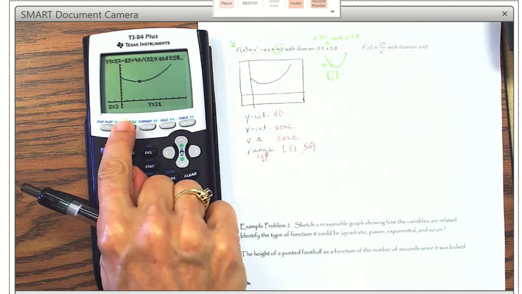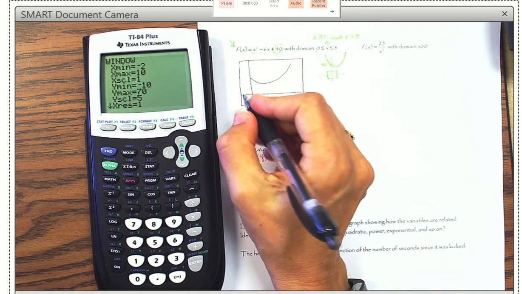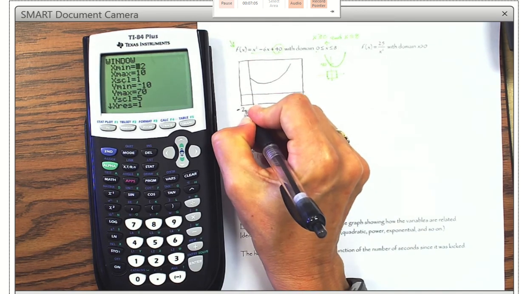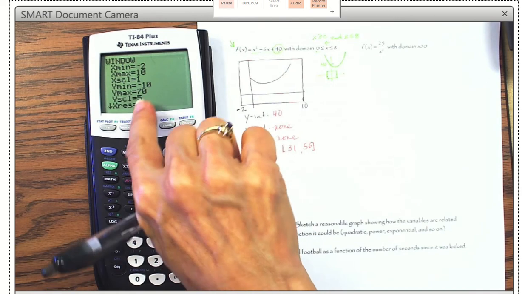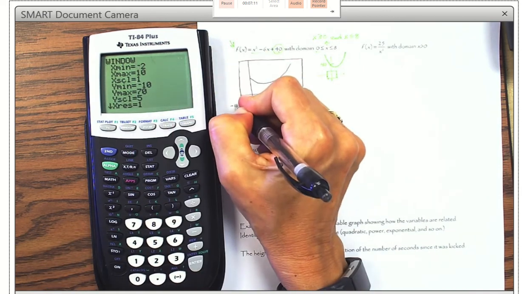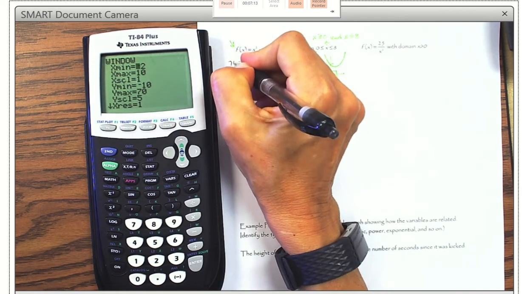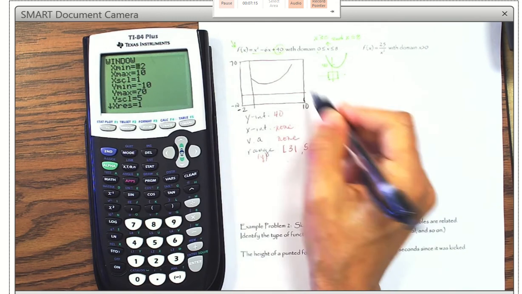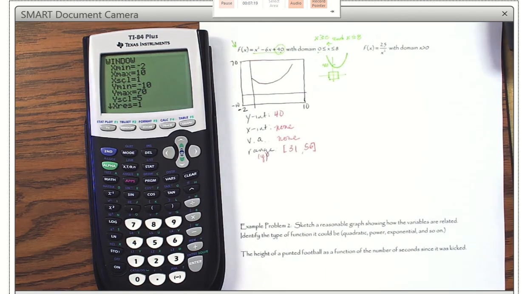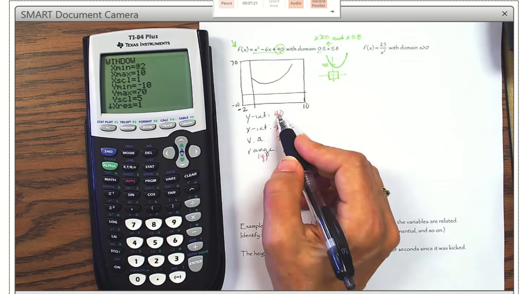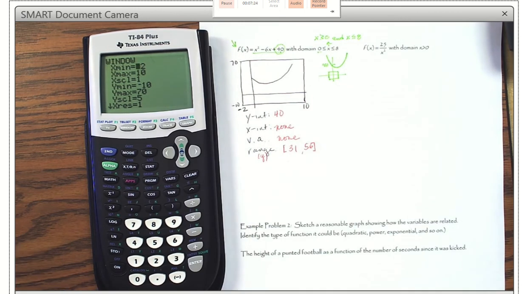If I go back to my window, I can mark that my minimum x is -2, my max x is 10, my minimum y is -10, and my y max is 70. Those should be included when you sketch a graph. Okay. Now, this function had no x-intercepts. Let's look at how to find them.